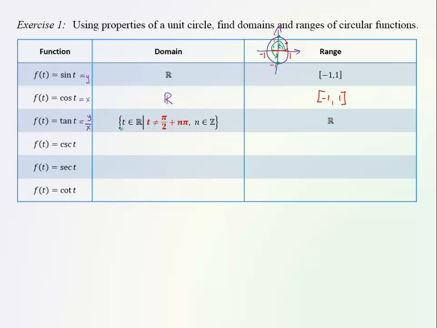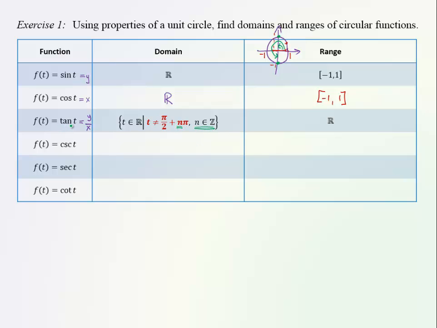So we can record the domain as follows. It's all real numbers except for the points of the type pi half plus any multiple of pi, where this number n is an integer. So it could be positive, could be negative.